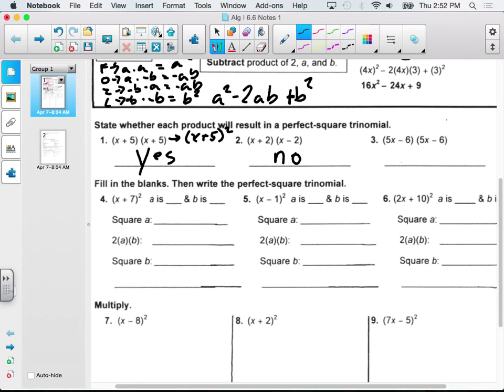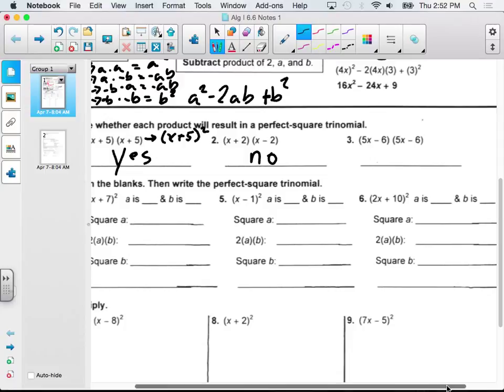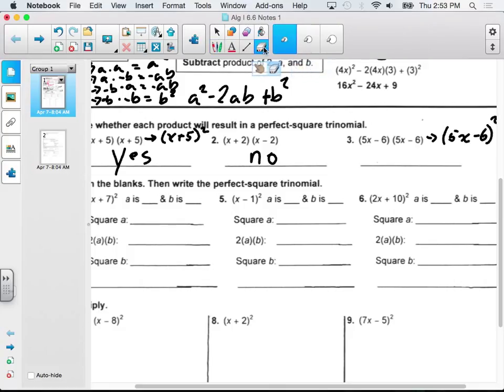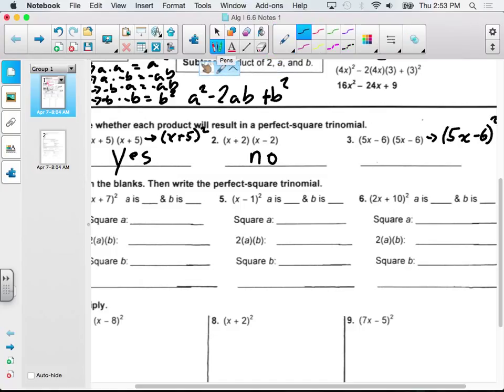How about number 3? Why? Because if you write it as 5x minus 6 squared, we have the same first term, we have the same second term, and we have the same subtraction sign in both of them, so we can rewrite it as one binomial squared. So we can say that yes, this would give us a perfect square trinomial.